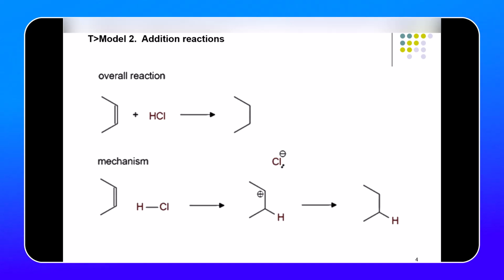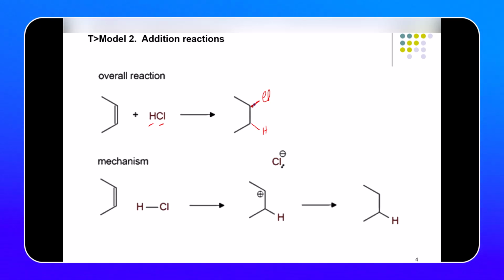And effectively, we're going to be adding the H and we're going to be adding the Cl. So to be consistent with what I've written under the mechanism, I'm going to show here we'll be adding an H, and here we'll be adding the Cl. That's all that essentially is happening. We no longer have the carbon-carbon double bond.